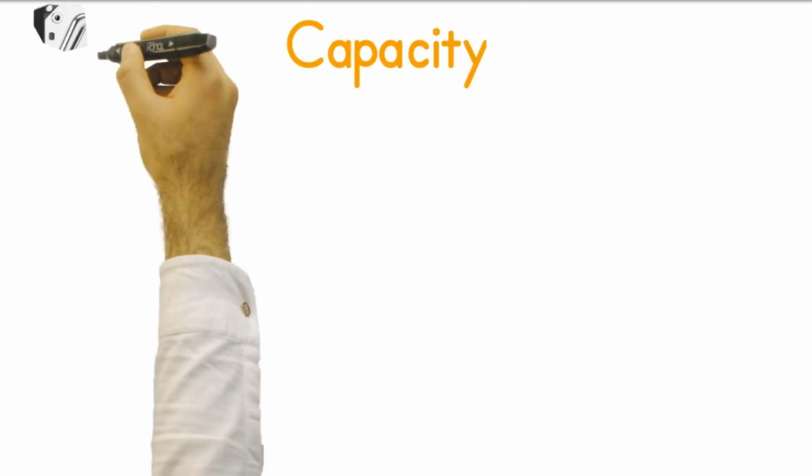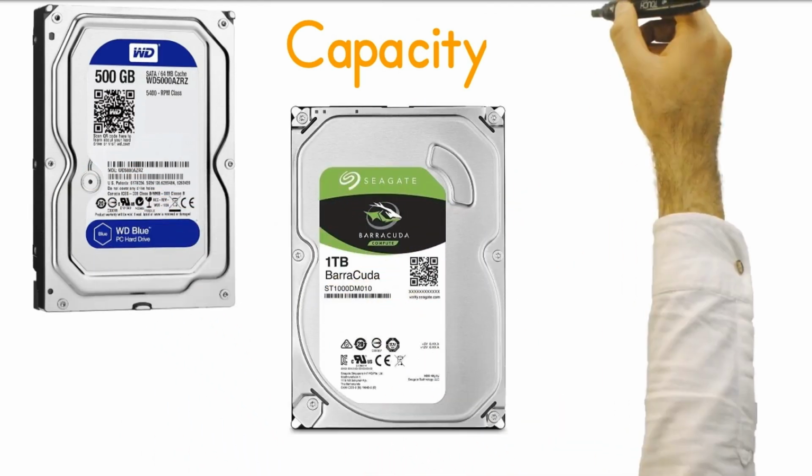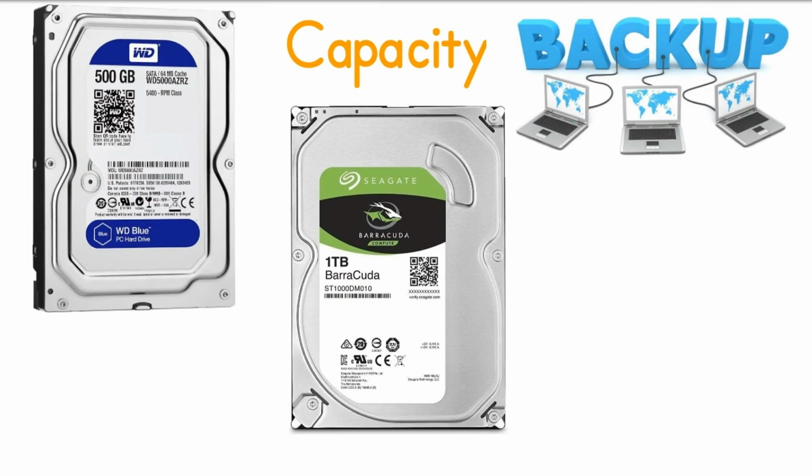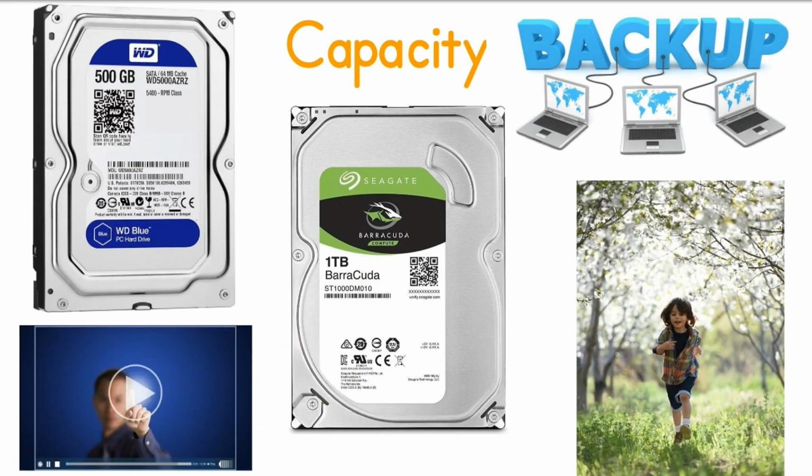Capacity. HDD. HDDs typically offer larger storage capacities at a lower cost per gigabyte. You can find HDDs with capacities ranging from 500 gigabytes to several terabytes, TB. They are ideal for storing large amounts of data, such as videos, photos, and backups.